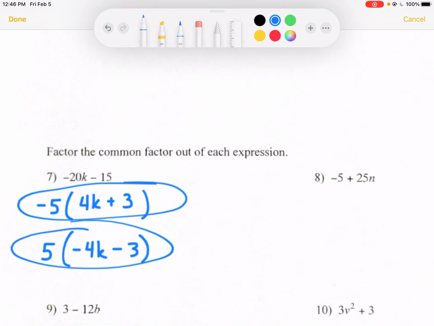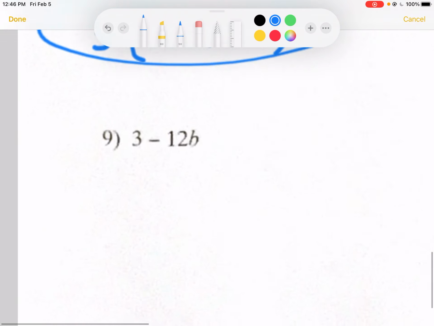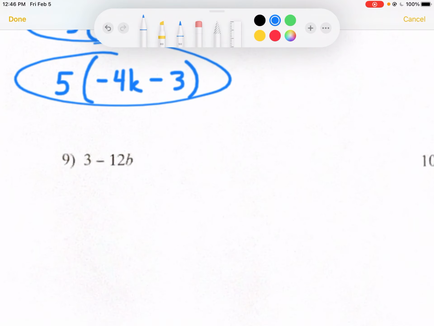Okay, so let's try another one. Let's go down here to number 9. We have 3 and negative 12. Both of those terms are divisible by 3. So I'm going to pull out a 3. And then to get back to 3, I need to take 3 times 1. And then 3 times negative 4b.